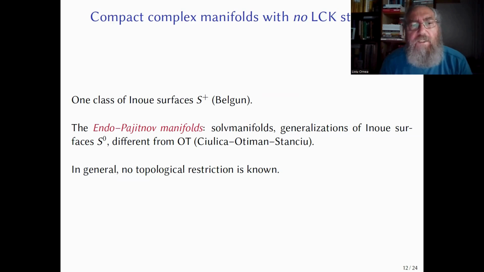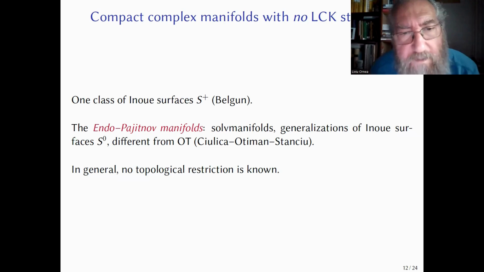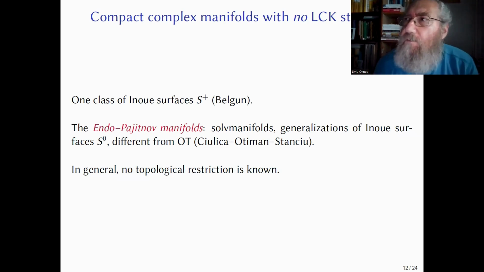For example, for these surfaces, the S plus surfaces depend on several parameters, and for a specific choice of the parameters, Tricerri wasn't able to produce an LCK metric. That was in '82 or '84. And Belgun in 2000 showed that Tricerri wasn't able to find it because it wasn't possible. Unfortunately, Tricerri died in '95, and he couldn't see this.